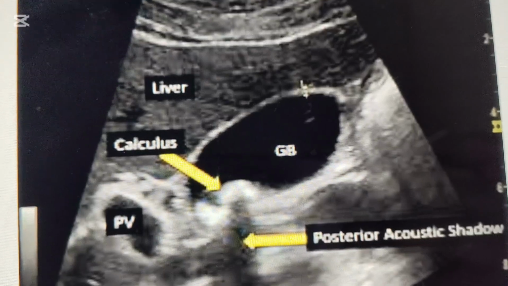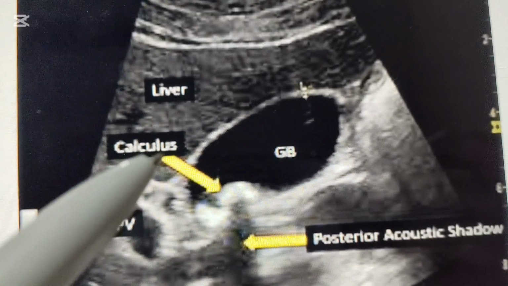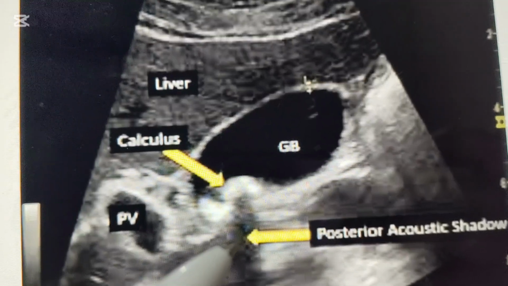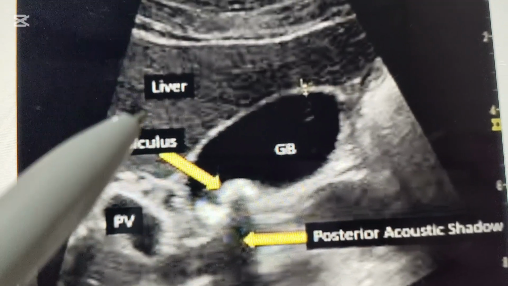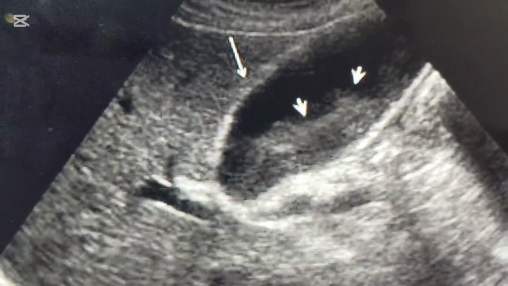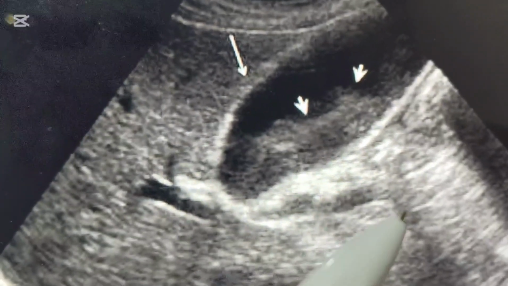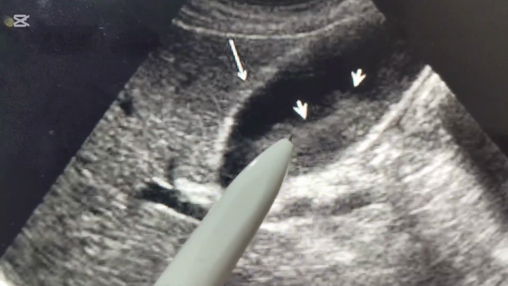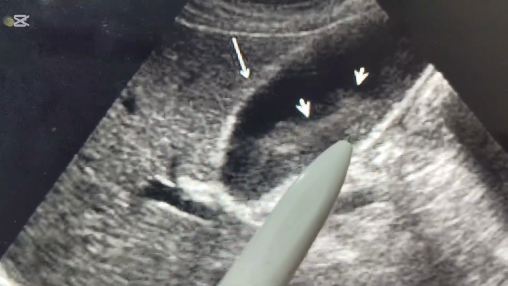This is another image of gallstones. This is acoustic shadow of stone. This is liver, calculus, and portal vein. This image shows GB sludge. This is a sludge. You can see this is a sludge.